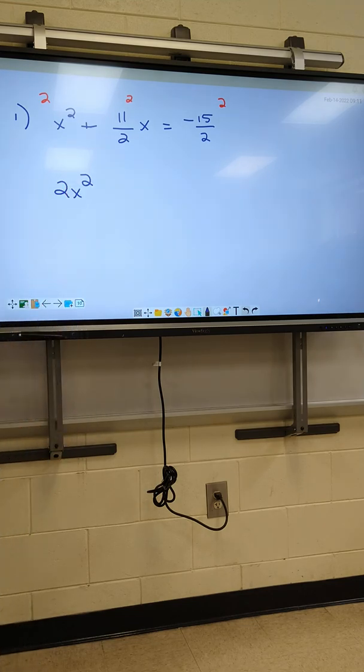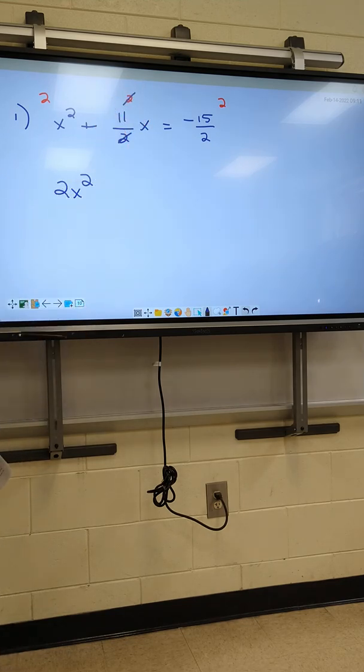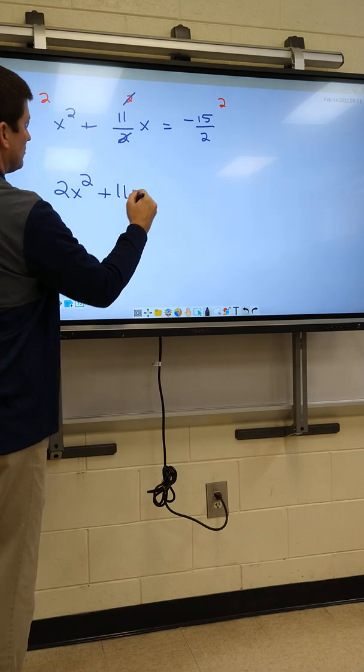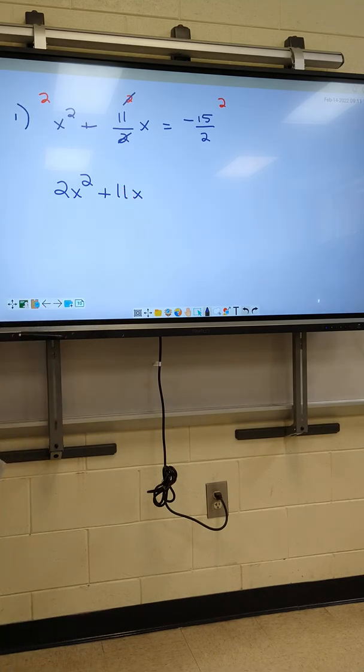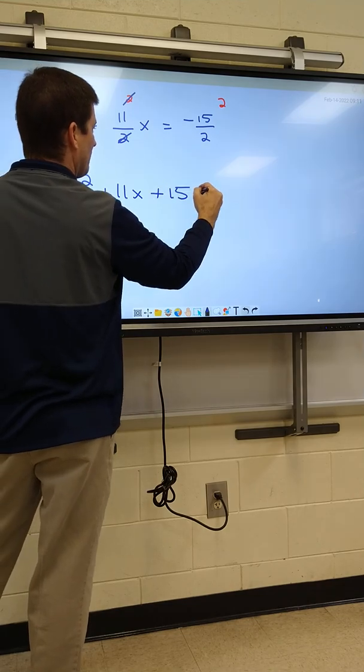All right, does anything cancel out on the second fraction? What do you bring down? 11x. Good. How about the third fraction? What do you bring down? -15. Very good. I'm going to go ahead, Caleb, move that over and make it positive 15, all right?